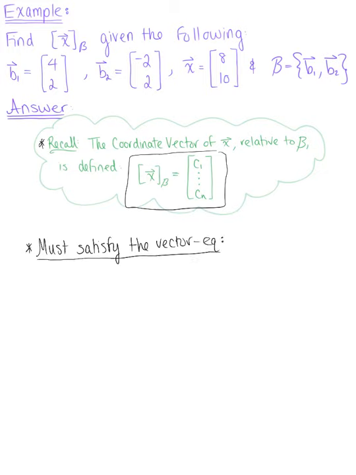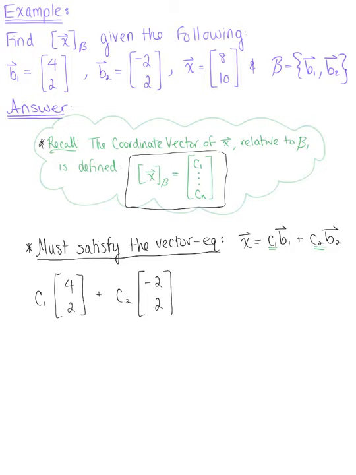So they must satisfy the vector equation defined by vector x is equal to c sub 1 times vector b sub 1 plus c sub 2 times vector b sub 2. So let's go ahead and plug what's given in. So we know what we're looking for. Again, we want to find c sub 1 and c sub 2. So let's think about this. We have c sub 1 multiplied by vector b sub 1, which is given to us as 4, 2, plus c sub 2 multiplied by column vector b sub 2, which is given to us here as negative 2, 2. And this should be equal to our vector x, which is given to us here as 8, 10.